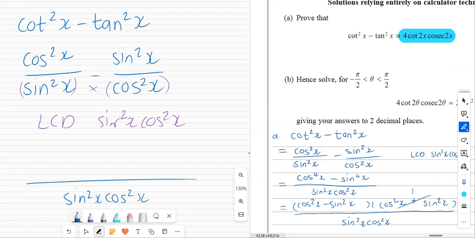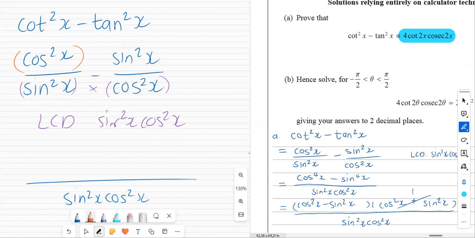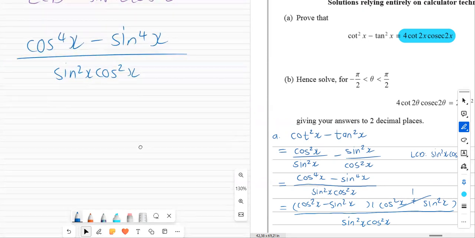So in order to get that LCD, you have to ask yourself, what do I have to do to cos squared x? Well, it has a sine squared x already in the denominator, so you have to times it by cos squared x in order to have the same denominator. And so we end up with a cos 4x. And same thing on the other side. We end up, don't forget, it's a negative in the middle, sine 4x. Okay, so now we've got this thing.